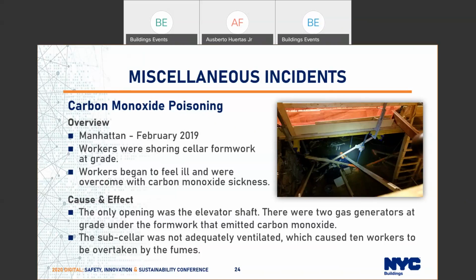While workers were shoring the formwork, they began to feel ill and were overcome by carbon monoxide sickness and had to be evacuated from the area. A total of 9 workers had to be taken to the hospital, while the 10th worker received treatment at the site. 2 of those workers had to be treated in a hyperbaric chamber. The only opening for ventilation was an elevator shaft, and the 2 generators running under the formwork were not adequately ventilated.